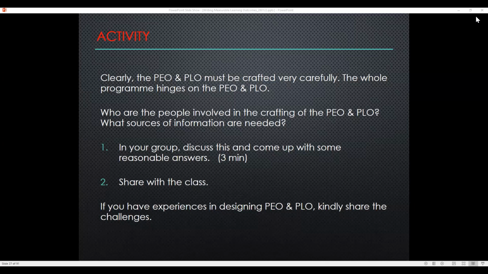All right. Okay, so I'm going to split you into 2 groups, 2 breakout rooms. And I'd like you to think about this. Who are the people involved in crafting the PEO and PLO? Who do you think they are? And what sources of information are needed in order for you to write this PEO and PLO? So in your group, discuss these 2 questions and come up with some reasonable answers. And then after that, I'd like you to share with everyone. I think I'll give you 5 minutes, not 3 minutes. Okay, any questions over there?